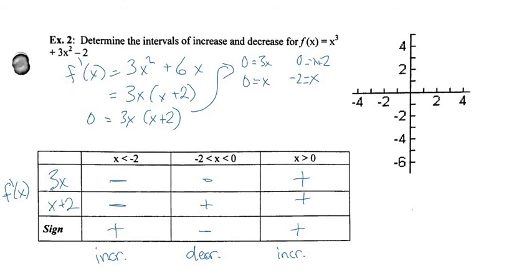We're just going to take f of 0 and f of negative 2, plug them into the original equation, and we get negative 2 and positive 2. So from there, now we're just going to plot those points. F of negative 2 equals positive 2, and f of 0 equals negative 2.